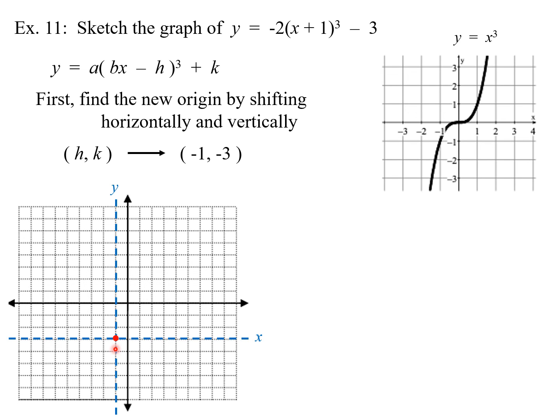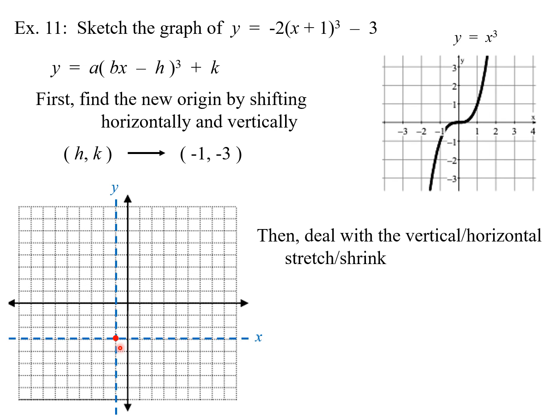All right, then we deal with the vertical and horizontal stretch or shrink. Now, it says here, according to this, it has a vertical stretch of 2. So what does that mean? The original function goes over 1 and up 1. But with a vertical stretch of 2, it's going to go over 1 but up 2. So the point would be there. Okay, to the left, over 1, down 1 would be over 1, down 2. Right there. Okay.